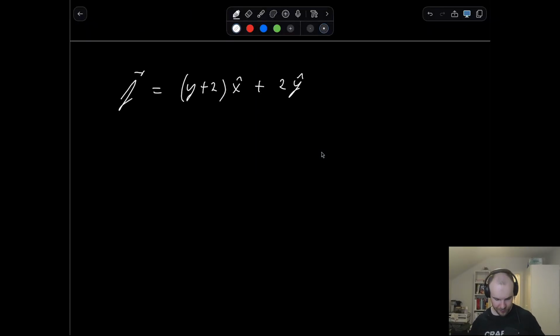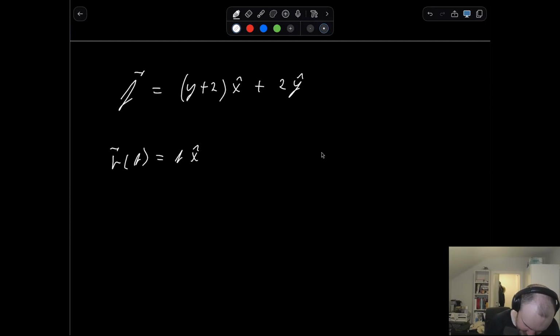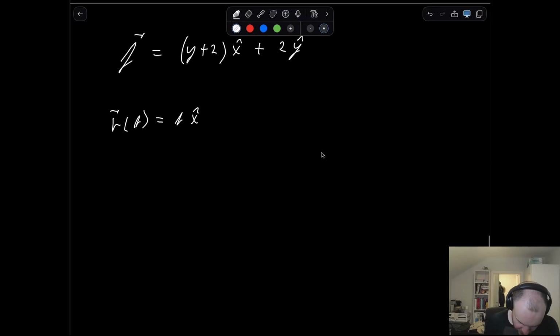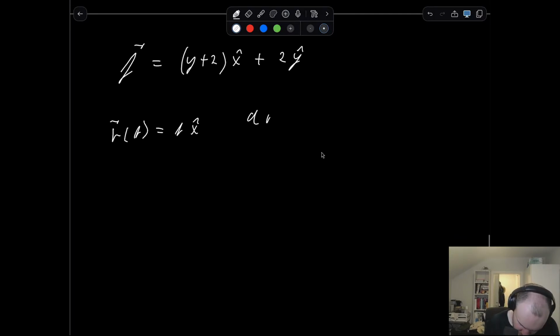To parameterize, because we're moving alongside x, it's pretty easy. It's just r of t, which is just t in the x hat direction. So that works very well. Of course, in order to do a line integral, we have to do dr/dt, and that's just the x hat direction.